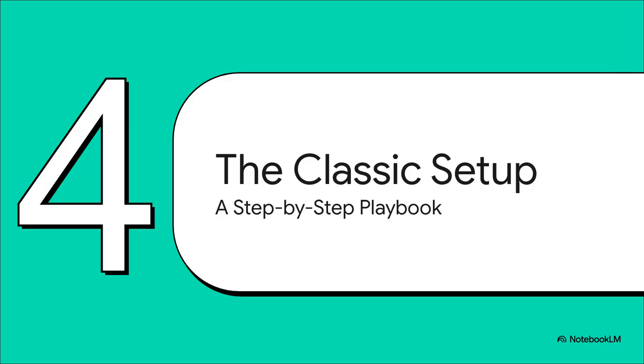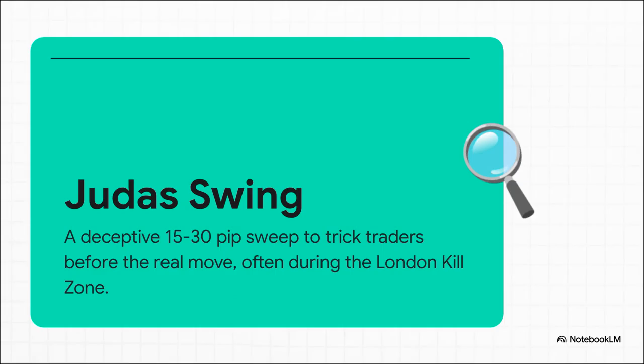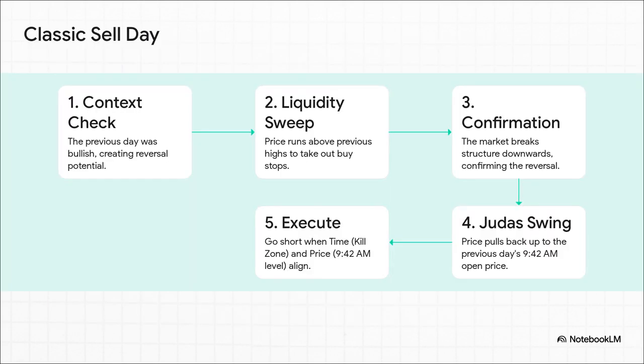Okay, let's put it all together and actually walk through the step-by-step playbook. But before we get to the full plan, you absolutely need to know about this concept, the Judas swing. Think of it as a fake-out. It's a deceptive move, like a head fake in basketball, designed to trick traders into thinking the market is going one way right before it reverses and makes its real move. And this slide just illustrates brilliantly how it all comes together for a classic sell day.